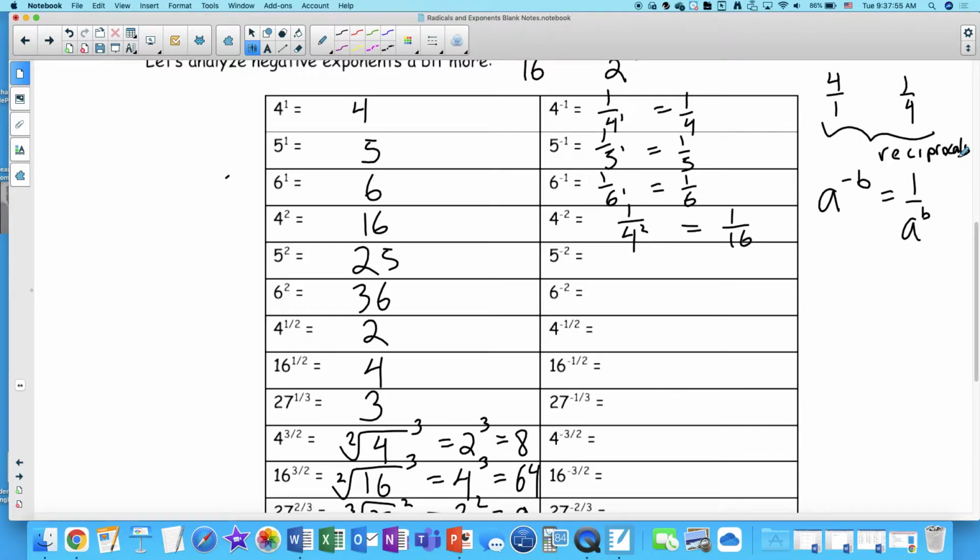Okay, this one is going to be 1 over 5 squared, which is 1 over 25. Okay, 1 over 6 squared, 1 over 36. Okay, well now if you have a negative exponent that's also fractional, you just do the same thing, right? It's going to be 1 over 4 to the positive 1/2. Okay, and that is 1 over 2, because 4 to the 1/2 is 2. Yes?